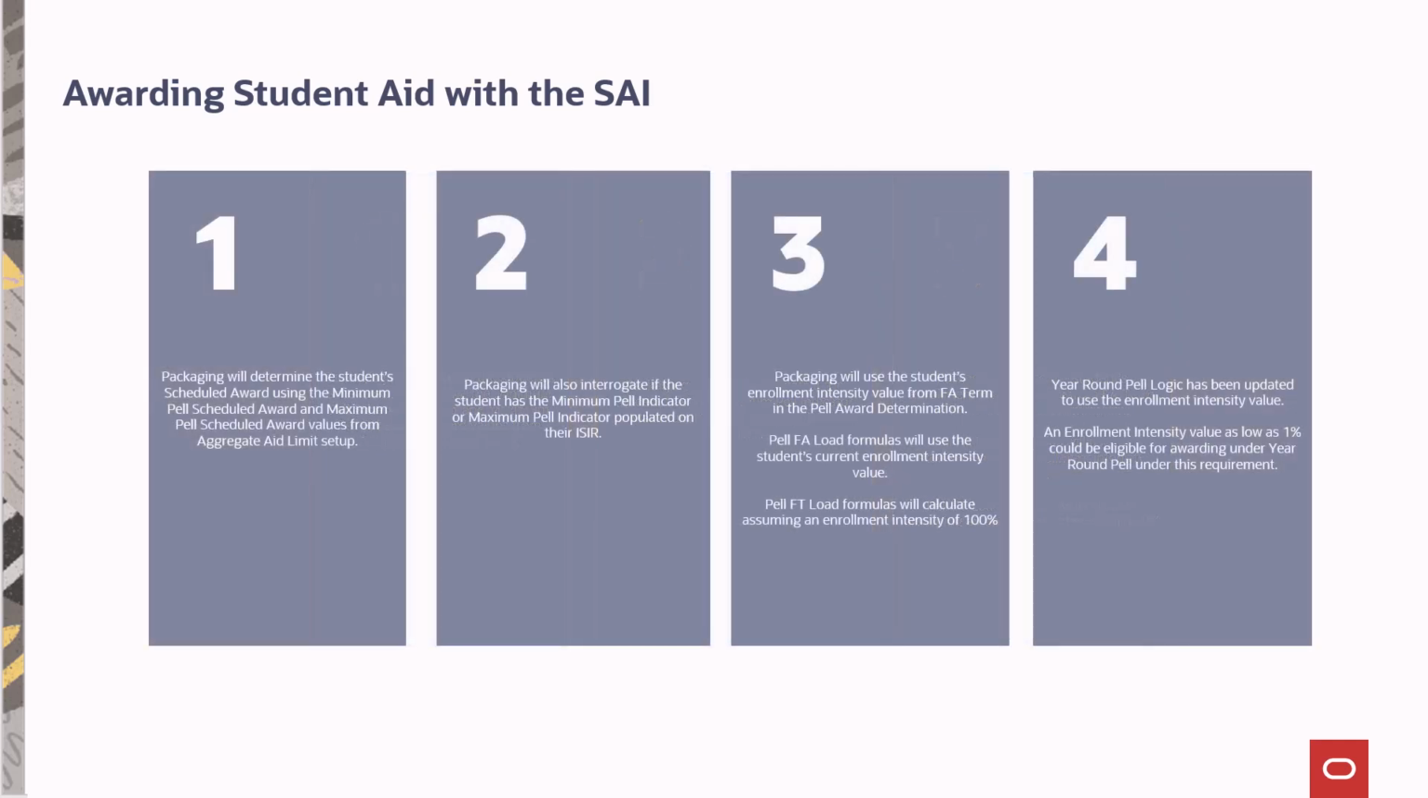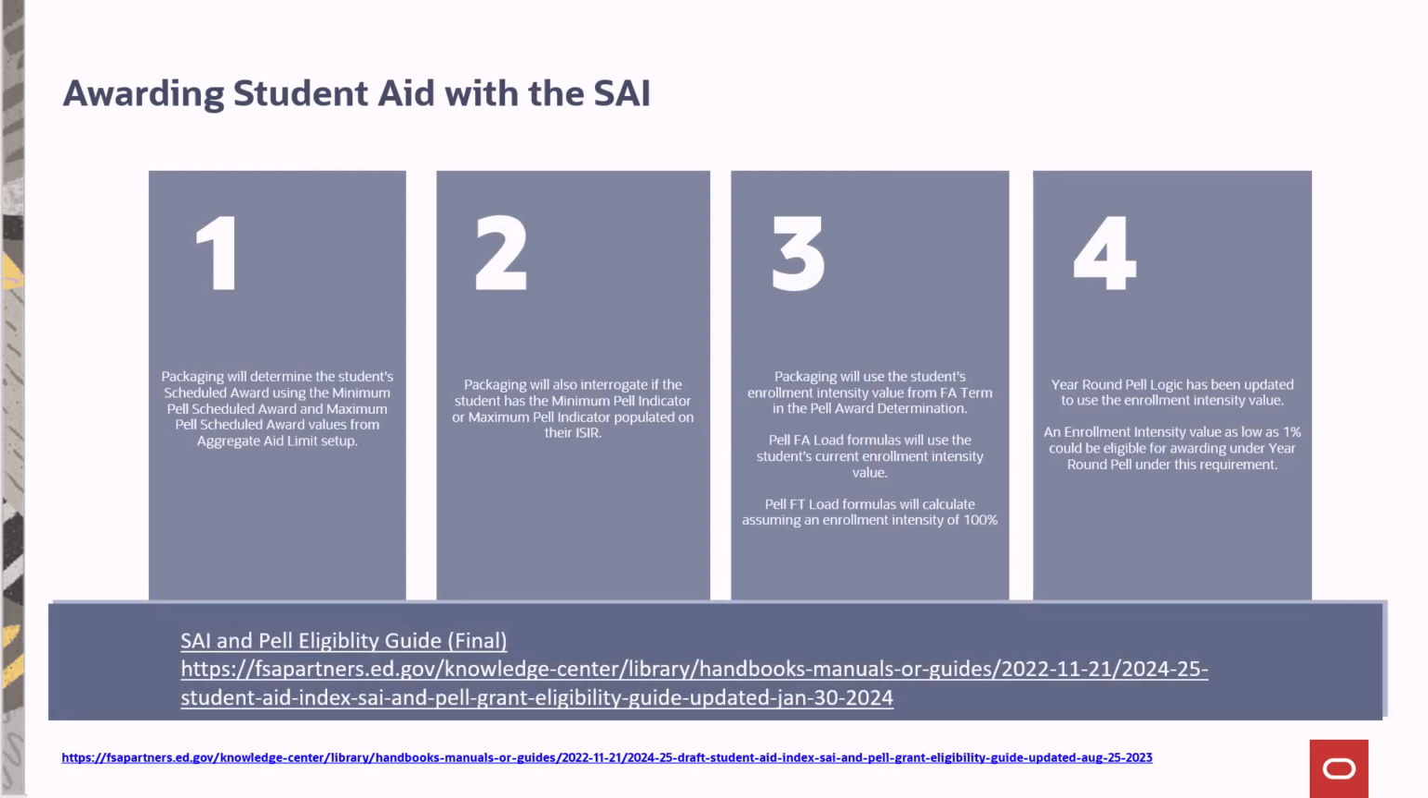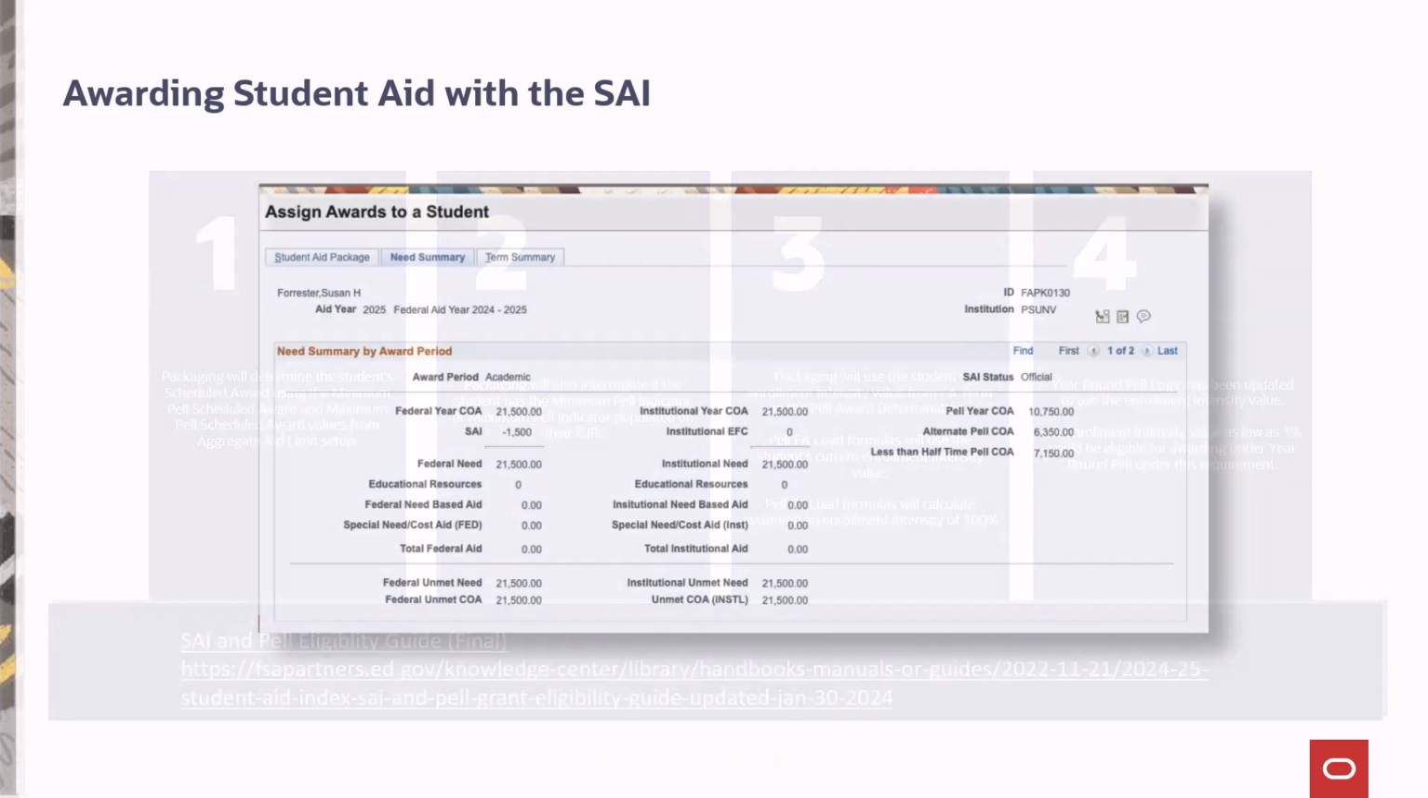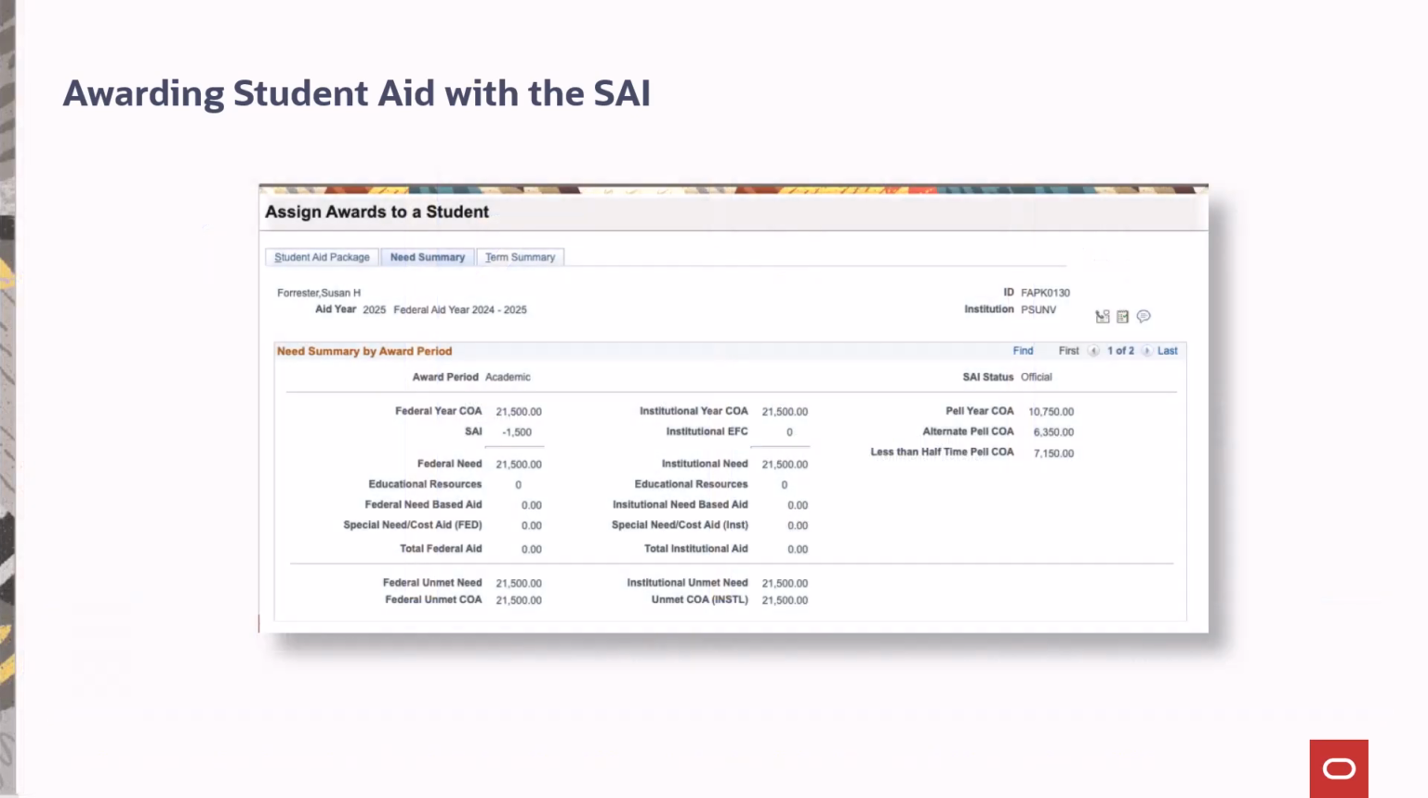Your own Pell has also been updated to use the enrollment intensity value. For further detail on the use of enrollment intensity in Pell calculation, please review the 2024-2025 Student Aid Index, SAI, and Pell Grant Eligibility Guide from Federal Student Aid. We have made label updates on packaging and awarding pages to accommodate the SAI label.